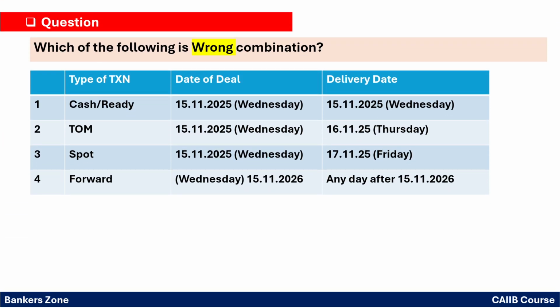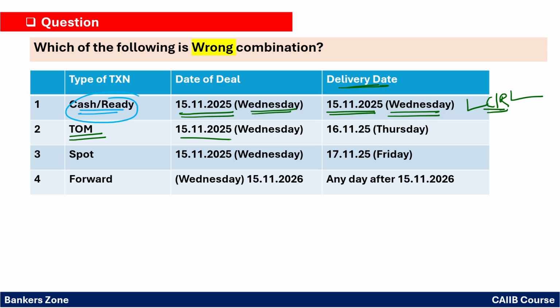Now see, through an example, you will get an idea. Which of the following is a wrong combination, you have to identify. See, what is the cash basis? Cash means immediate, cash is ready, right? Immediately. Now see, the date of deal is 15th of November, a Wednesday, and delivery is happening on 15th of November itself, on the same day. So it is a cash basis or ready basis. So it is true, right? Next, Tom. Tom means tomorrow, the next working day, right? So the deal is happening on Wednesday, 15th of November. On the next day, that is 16th of November, Thursday, the deal got delivered. That is the settlement date. So Tom is also correct.